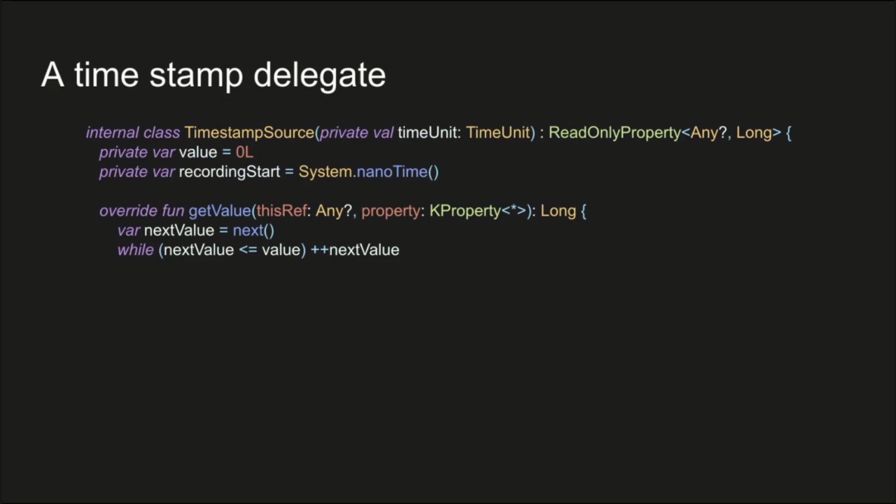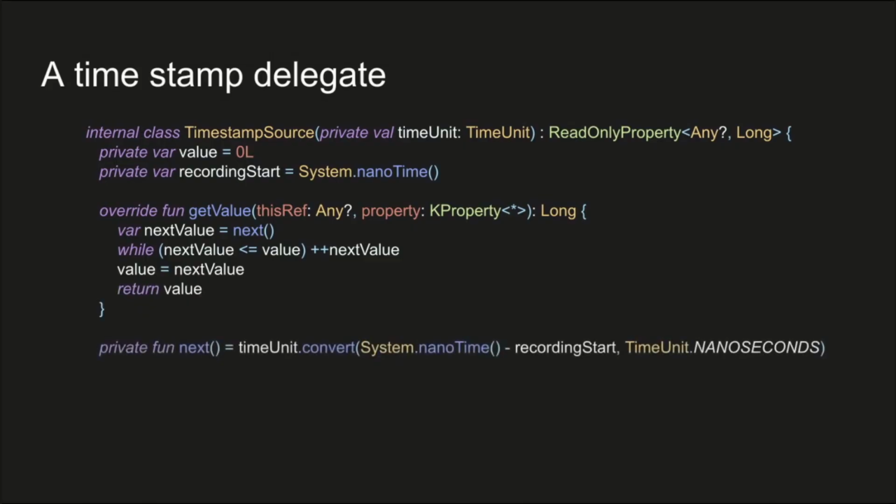Atomically, lots of buzzwords I got to familiarize myself with in the process of doing this. And then value is equal to the next value, and then I can return that value. This is the implementation of next value. But the cool thing here is next is this simple function where it just takes the time unit you passed in. So this timestamp delegate has nanosecond resolution, subtracts the time I start recording, and then converts it to the appropriate timestamp. And now I have this nice, simple delegate for getting time in milliseconds, microseconds, seconds, days.